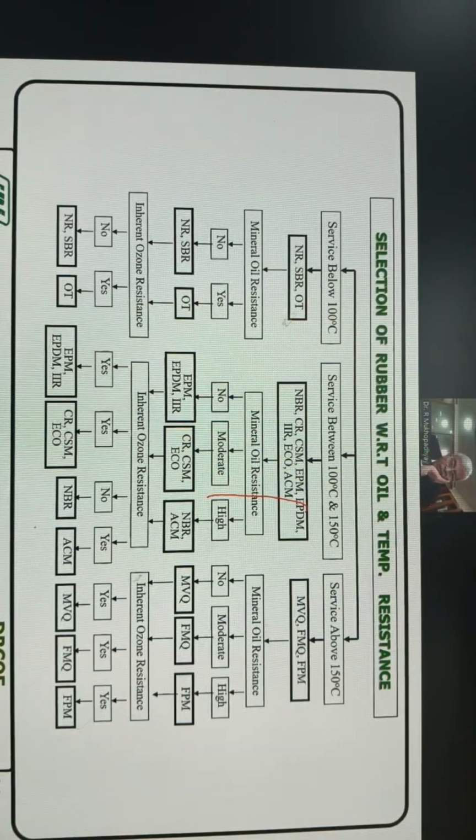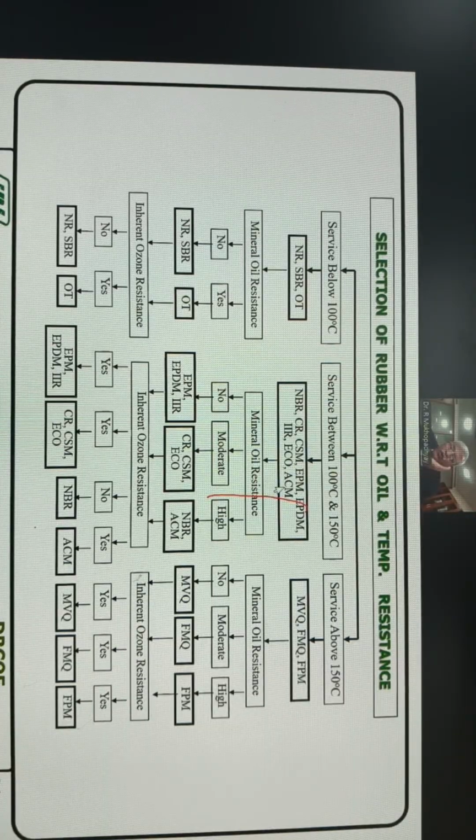If the service is below 100 degrees centigrade, service 100 to 150 degrees, or service above 150 degrees. If it is below 100 degrees, then you have NR, SBR. If you consider natural rubber and SBR, there is no oil resistance, there is no ozone resistance, so SBR is not suitable for oil resistance, but usable up to 70 degrees centigrade. In this range, high cold rubber is difficult to process. This gives a little bit of oil resistance as well, below 100 degrees centigrade.